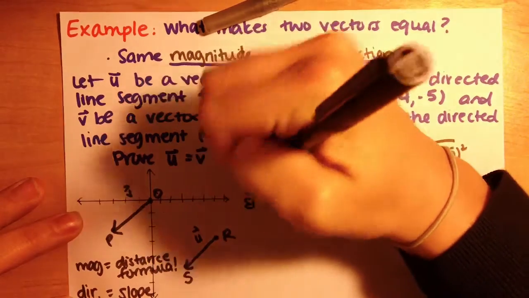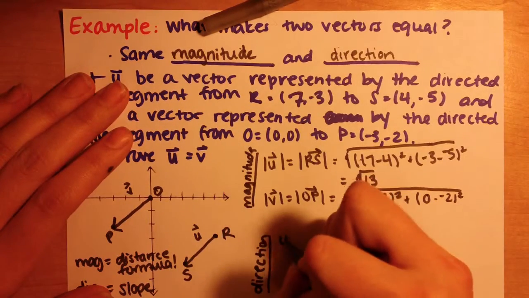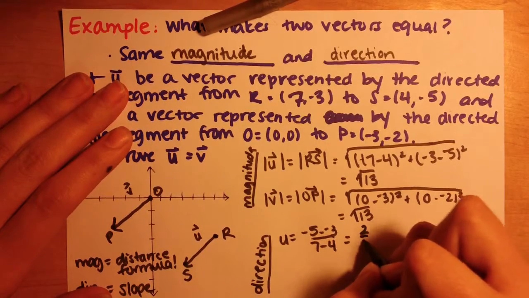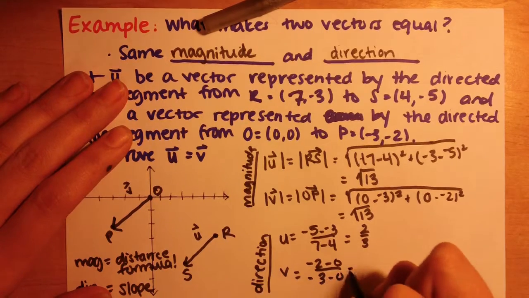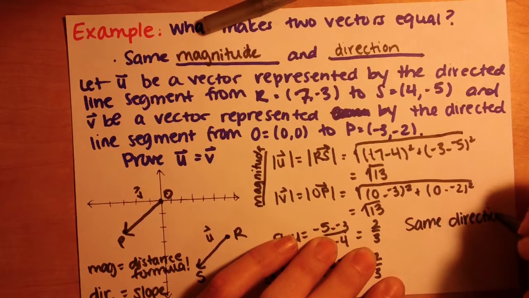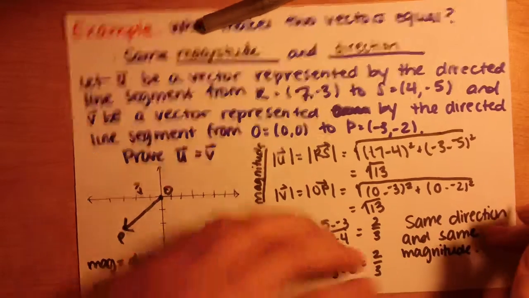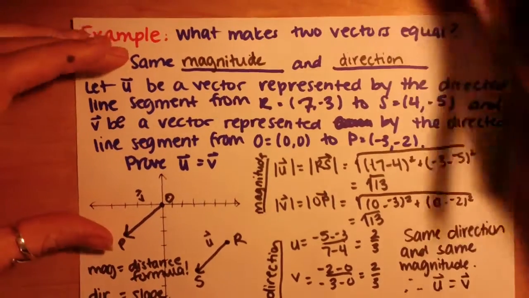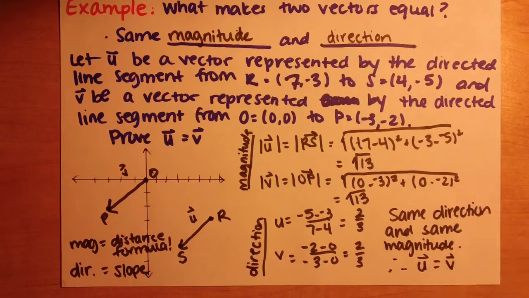So this is my magnitude, and I want to know my direction. So my direction of u is going to be my slope of u. It's -5 minus -3, so my change in y over my change in x, which is 2/3. And then my slope of v, which also equals 2/3. So they have the same direction and the same magnitude. Therefore, u equals v. Okay? So, simple enough. What I want you to try is make sure you can do this on your own, finding the magnitude and the direction.